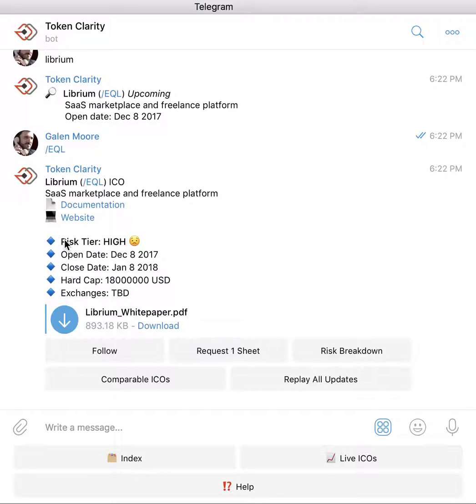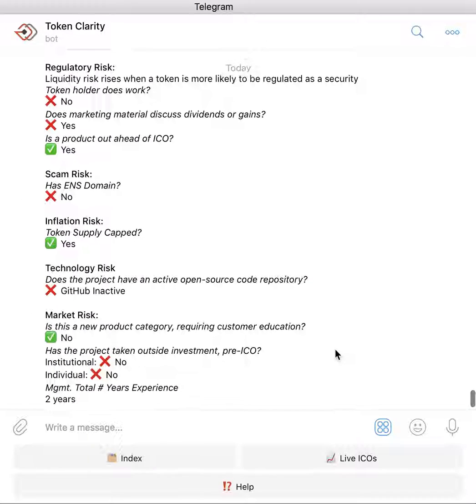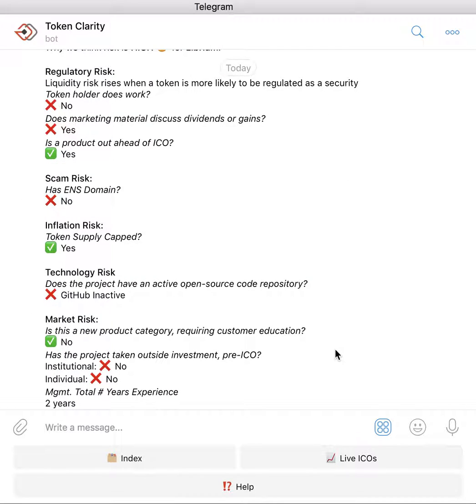And what is this? The risk tier. We assign a risk score to projects that we think are of high interest. We take a look at some very basic metrics in a very objective and very clear risk score. Let's take a look at what that looks like with the risk breakdown button, which is here. So one of the first categories is regulatory risk. How likely is this token to be regulated as a security, which, if that were to happen, might reduce access and liquidity on the secondary markets.